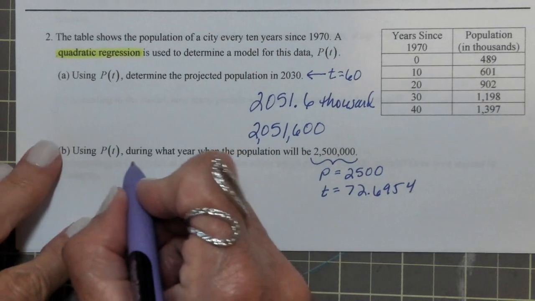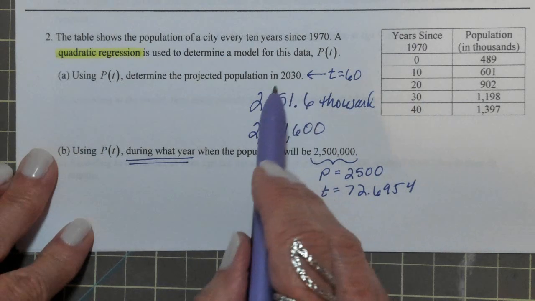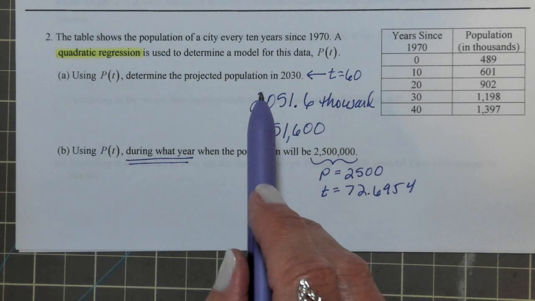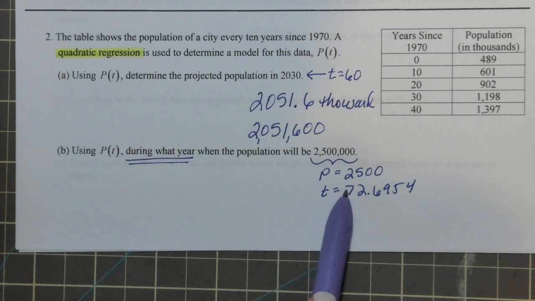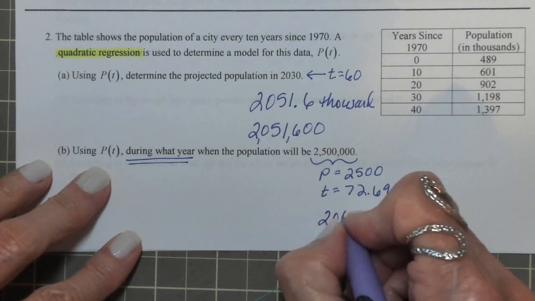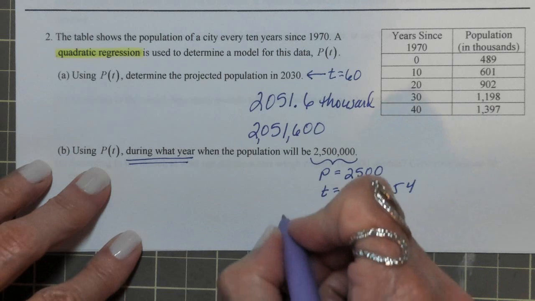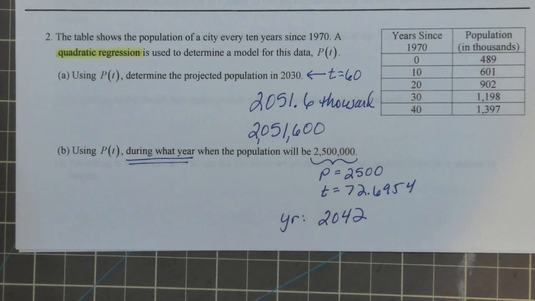So during what year is that? Well, 2030 was t equal to 60. So it'll be in 2042. That will be the year that the population reaches 2.5 million.